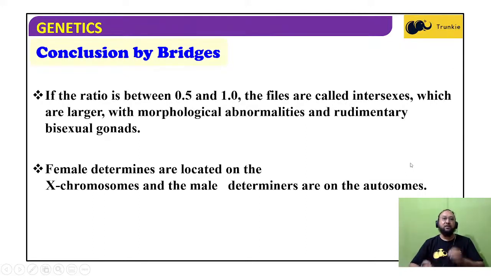Female is determined by the X chromosome, and male by the autosomes. C.B. Bridges came to the idea that the autosomes are also involved in determining the sex of Drosophila. He concluded that it's not only the Y chromosome which is responsible for determining sex in Drosophila, but the autosomes also, because the ratio of the sex chromosomes and the autosomes together decides whether the individual will be a male, normal male, super male or super female.